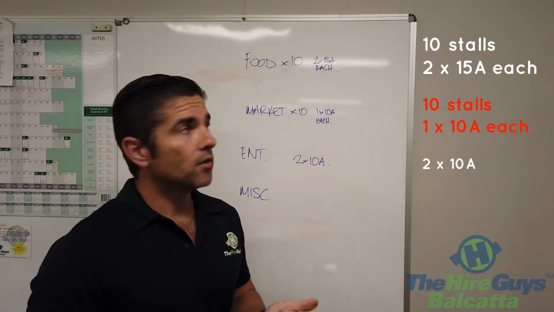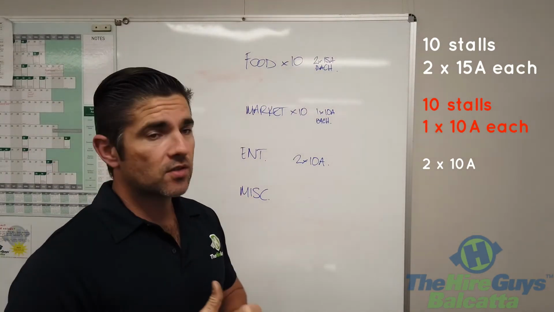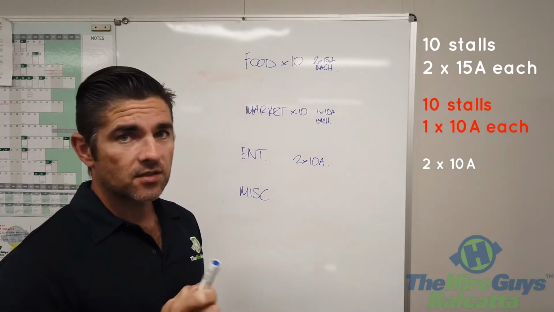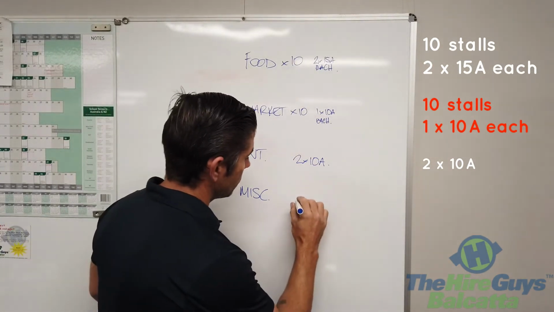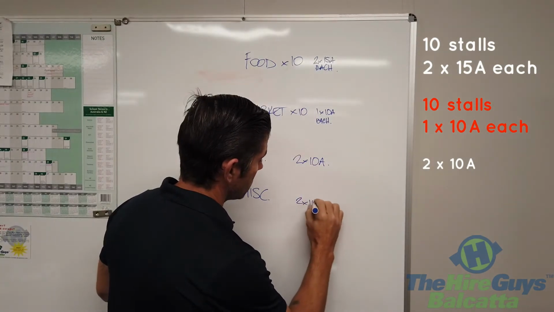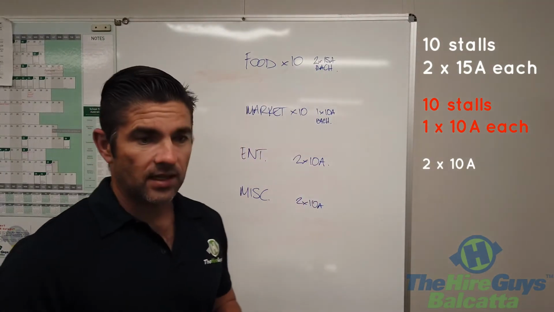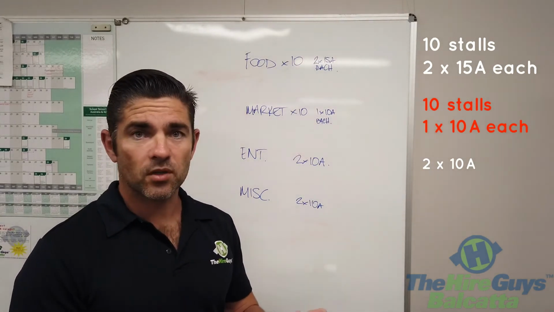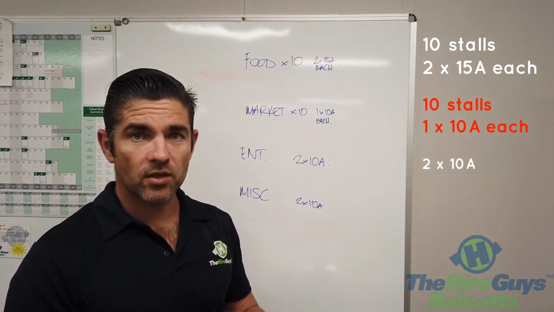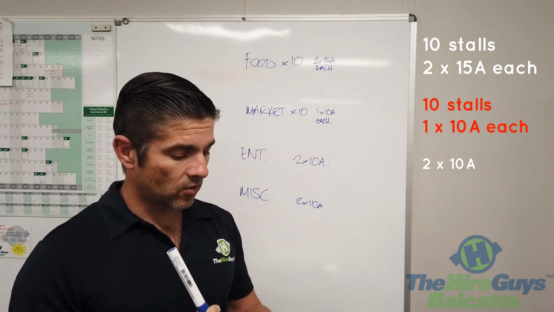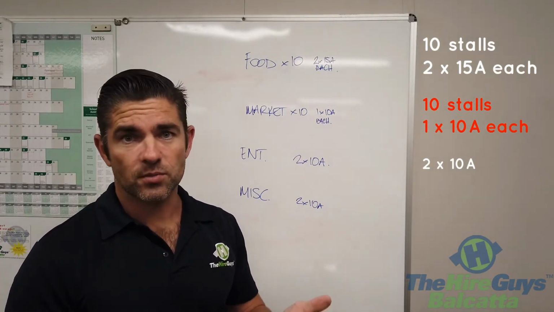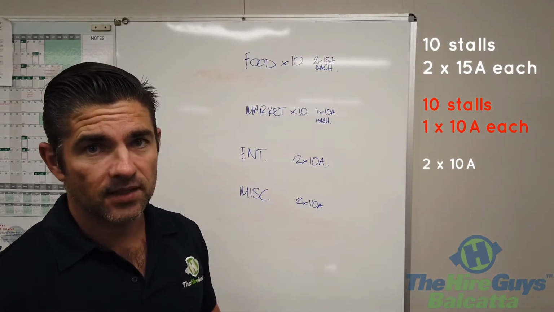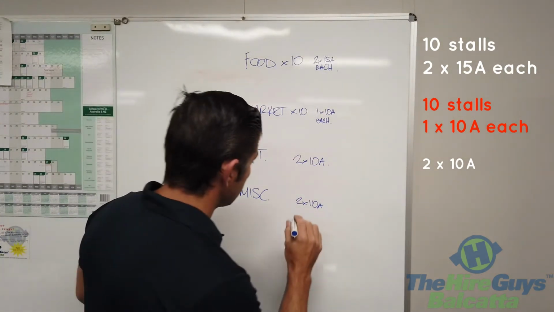Okay, miscellaneous. Given that we've got 10 food vendors, we're going to assume that we need 2 refrigerated trailers. So there's 2 10 amp outlets there. And then we'll say that we're going to have an information tent, we're going to have a toilet block, we're going to have a water pump for the toilet block, and we are also going to have a hot wash unit behind the foodies. So we've got 5 10 amp outlets to cover off each one of those.